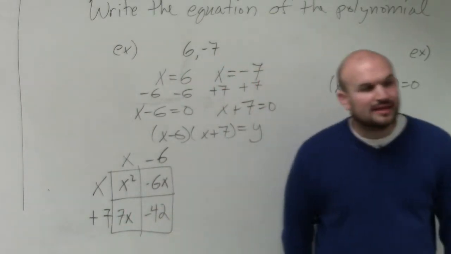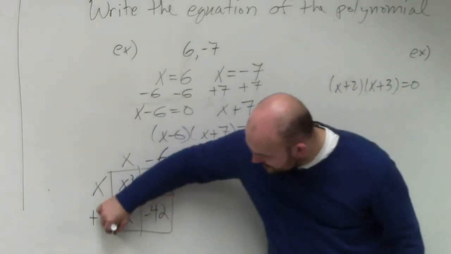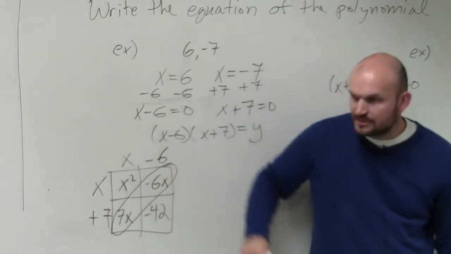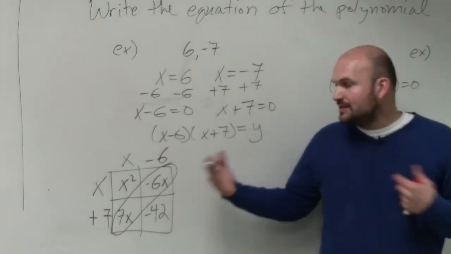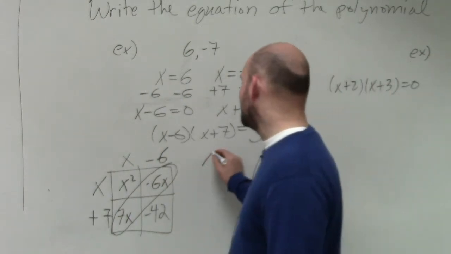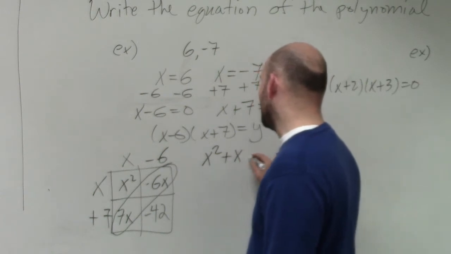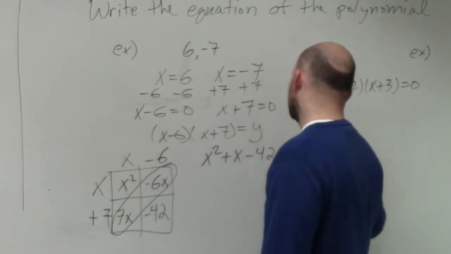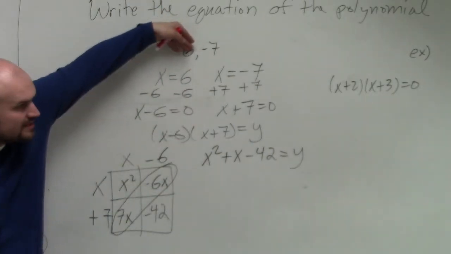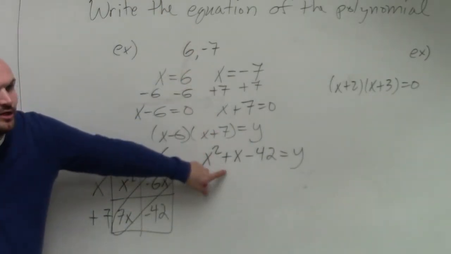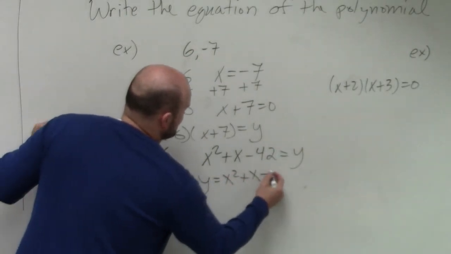And the reason why I like the box method the best is because now you guys can see that these diagonal terms are like terms. They both have an x to the first power. So we can combine them. So my final answer is x squared, 7x minus 6x is just positive x, minus 42 equals y. Now, ladies and gentlemen, I have given you the zeros, and we have now written the equation, where y equals x squared plus x minus 42.